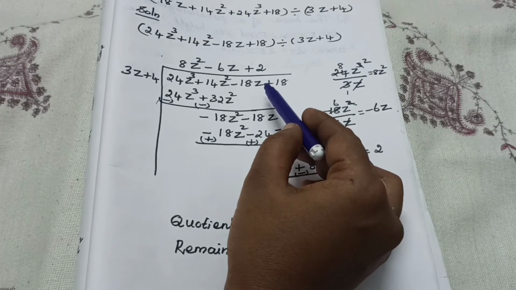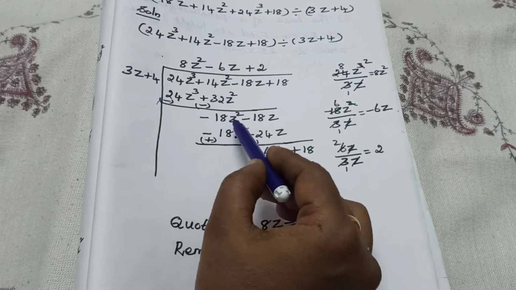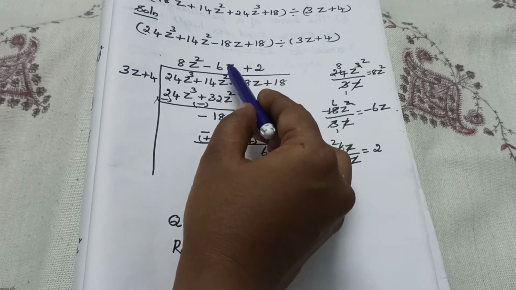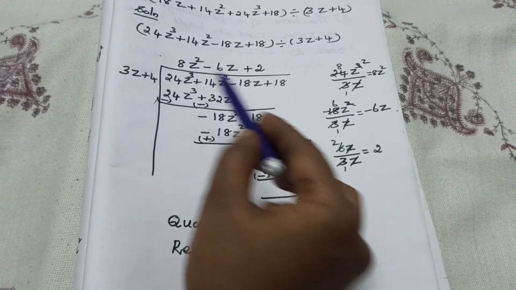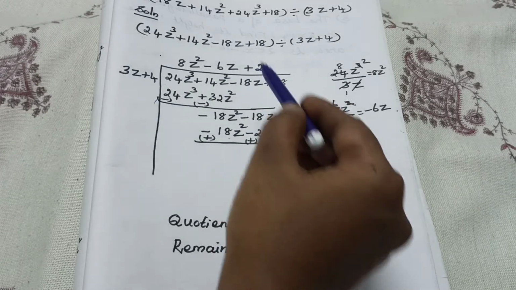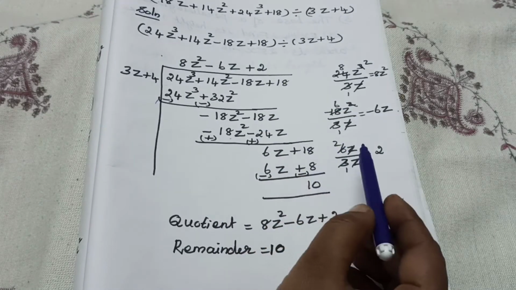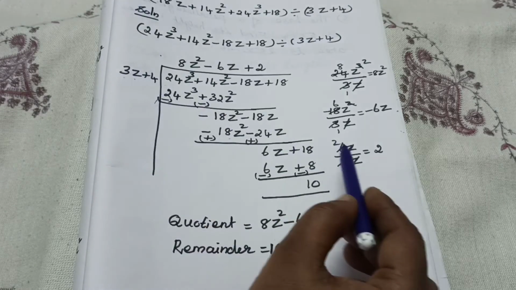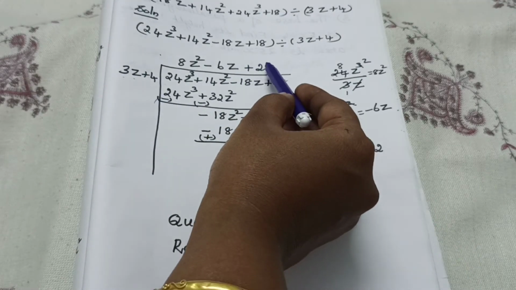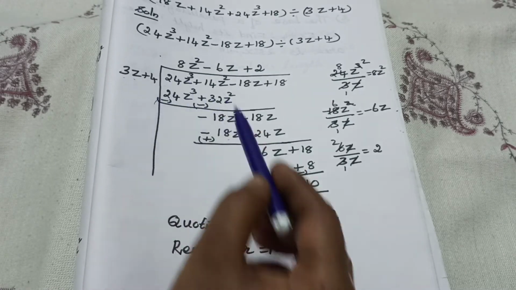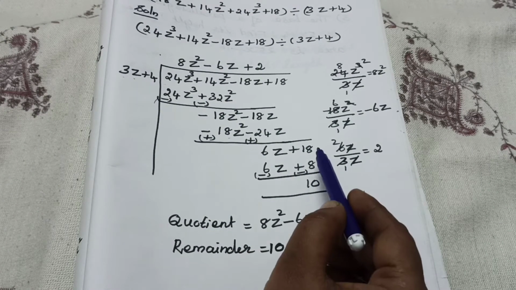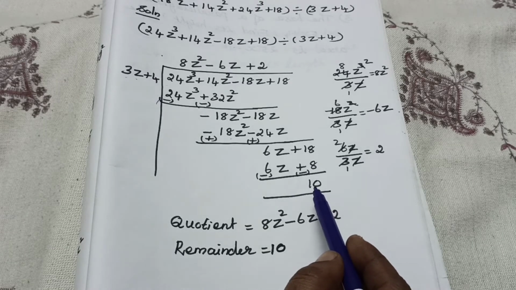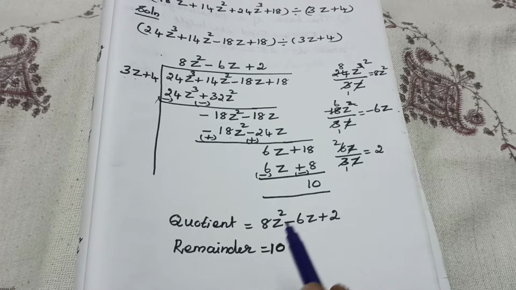It will cancel. Then this next term you should bring down. Okay, then here first term, here first term. Cancel, minus 6z you will get. Minus 6z you should take, multiply and write here, and then subtract. Then 6z divided by this 3z, 2 you will get. This 2 you should take and multiply with this divisor, and write here. Okay, then afterwards subtracting time you will get here 10. Therefore remainder is 10.